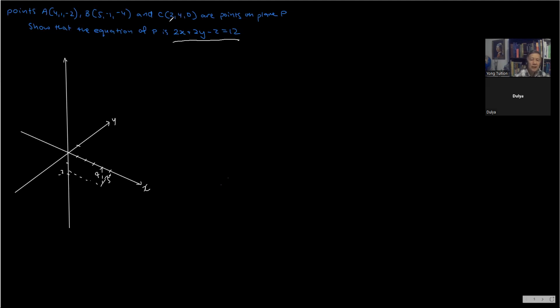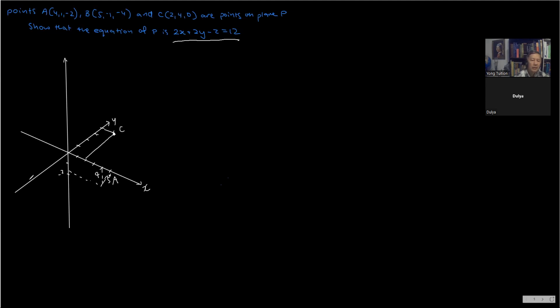C is easy. C is z equal to 0, right? y equal to 2, y equal to 4. So 1, 2, 3, 4. So C is easy. So this point C is here, and this is point A. And how about B? B is 5, y is -4 and -1.